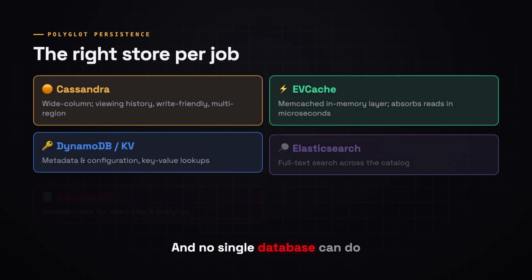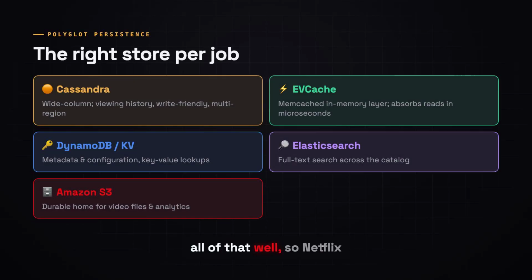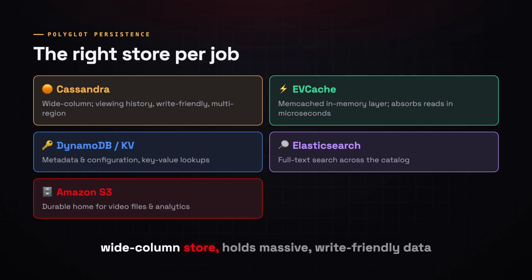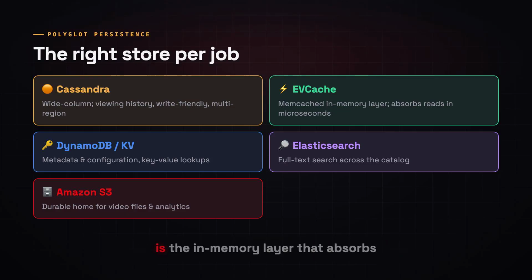And no single database can do all of that well, so Netflix uses polyglot persistence. The right store for each job. Cassandra, a distributed wide-column store, holds massive write-friendly data like viewing history, replicated across regions for availability. EVCache, built on memcached, is the in-memory layer that absorbs the enormous read traffic in microseconds.